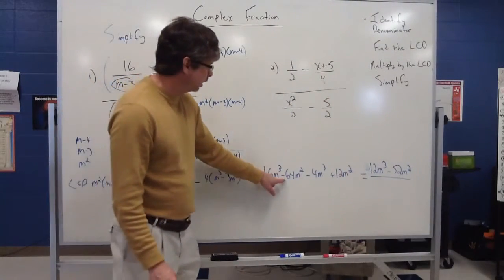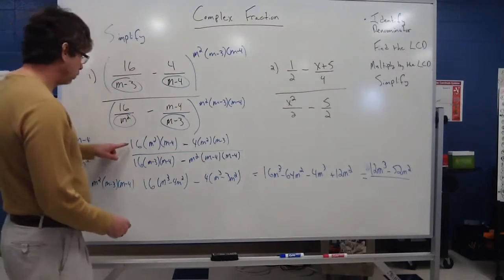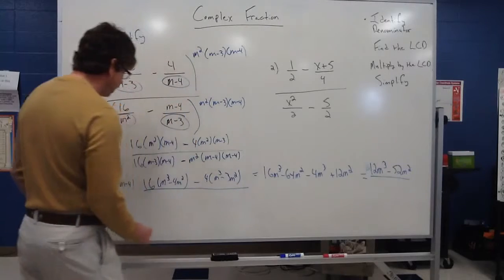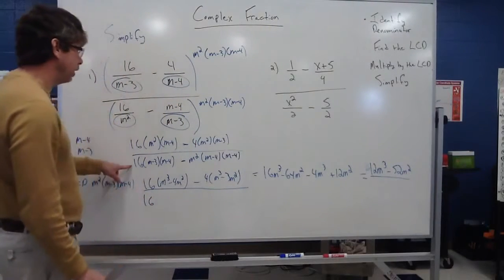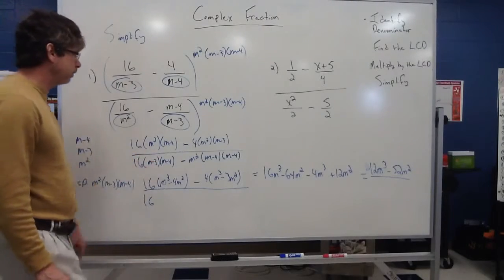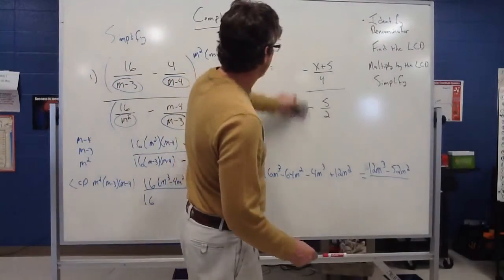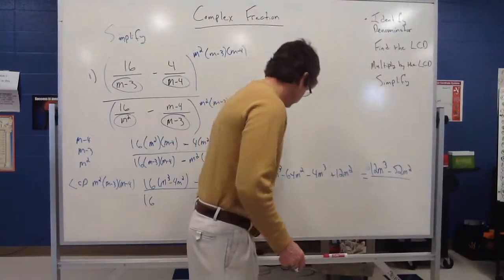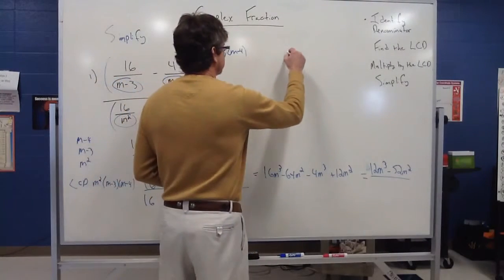Since the bigger number was negative, that's going to remain negative. So I took care of working through this top part. For the bottom part, I have the 16, but I still have to work with this m minus 3 times m minus 4. I need some workspace, so we'll have to do that one later. So I have m minus 3 times m minus 4 to work out.